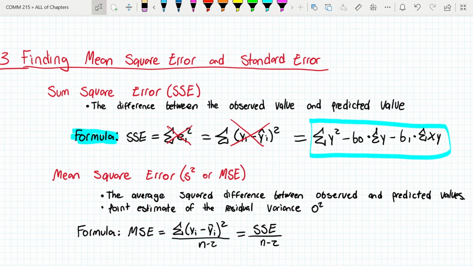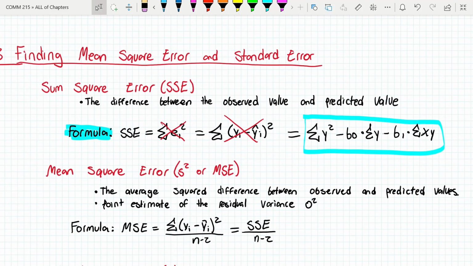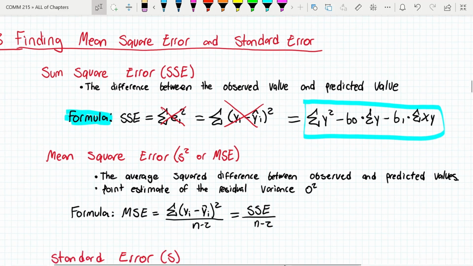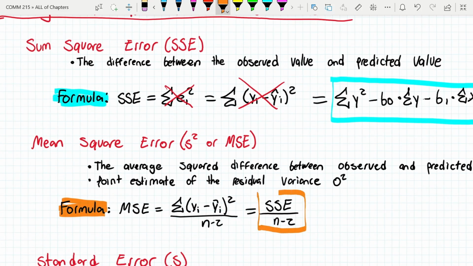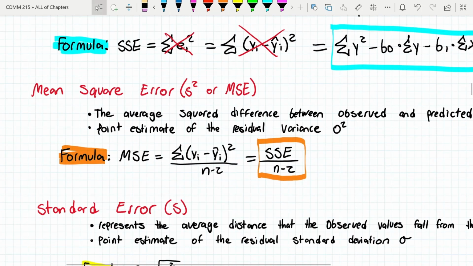Your mean square error, S squared or MSE, is the average squared difference between observed and predicted values, the point estimate of the residual variance sigma squared. So your formula, this is a new formula: MSE or S squared. Usually we say S squared, but it is the sum of y minus y hat to the power of 2 divided by n minus 2, or we can also say just SSE divided by n minus 2.